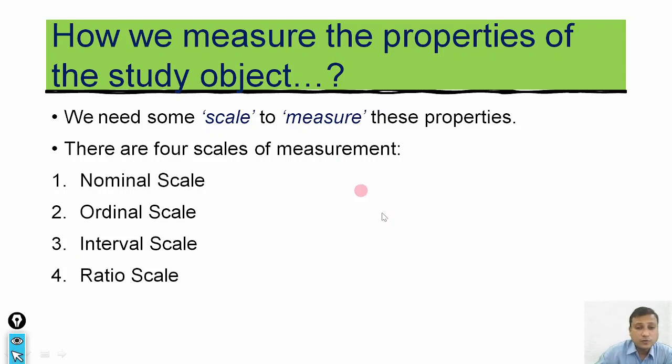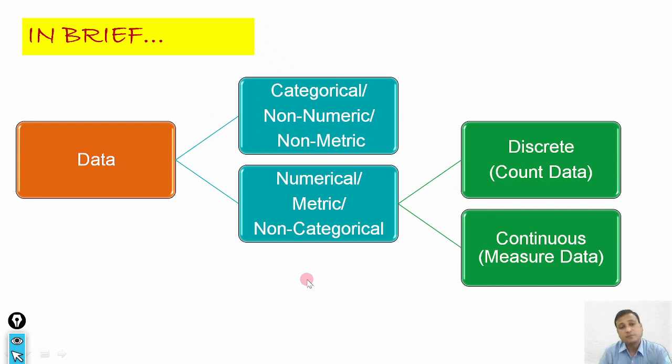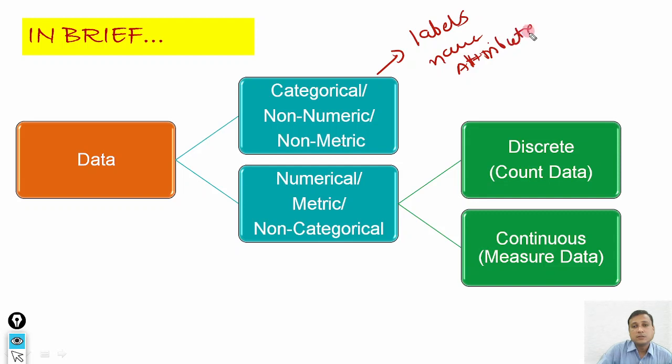Now, so far as this lecture is concerned, we'll go to the conclusion. In brief, we have seen that there are different types of data, but considering all the types, we have summarized and classified data into two parts only. All the types of data will be covered here using this diagram or chart. Data is mainly classified into two parts: categorical, non-numeric, or non-metric. So if the data uses labels, names, or attributes, then it will be known as categorical data.